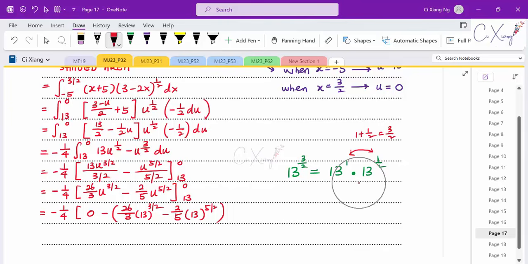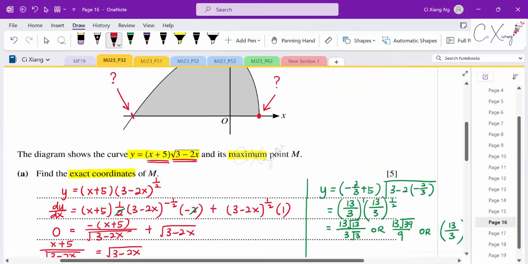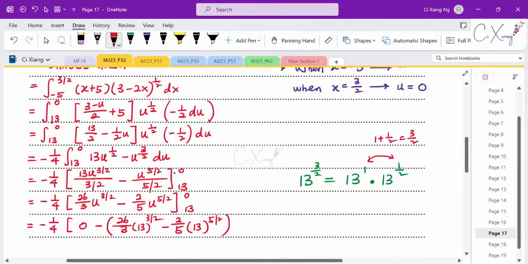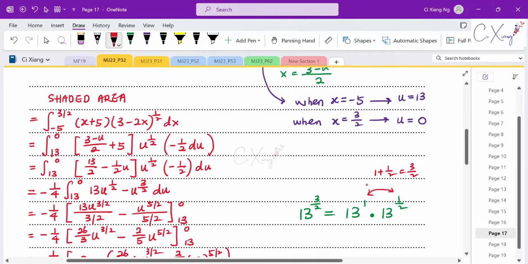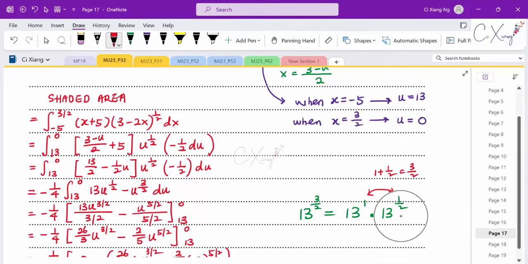Why do I need to separate it in this way? It is because if you observe back to the question, the part B question says I want to have my answer in terms of square root 13. So I have to simplify 13 into the most simplified version, which is square root 13 here. 13 power 3 over 2 is not the most simplified version yet. I want to have 13 power half, which is this one.